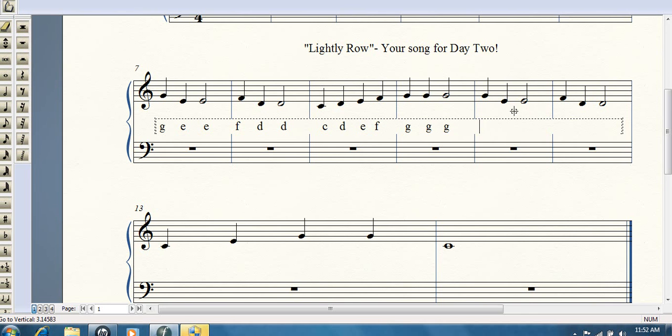Okay, let's look at this measure here. This is the same thing as this. So this is G, that's E, and that's E. And we've had this measure before. This is F, this is D, and this is also D.